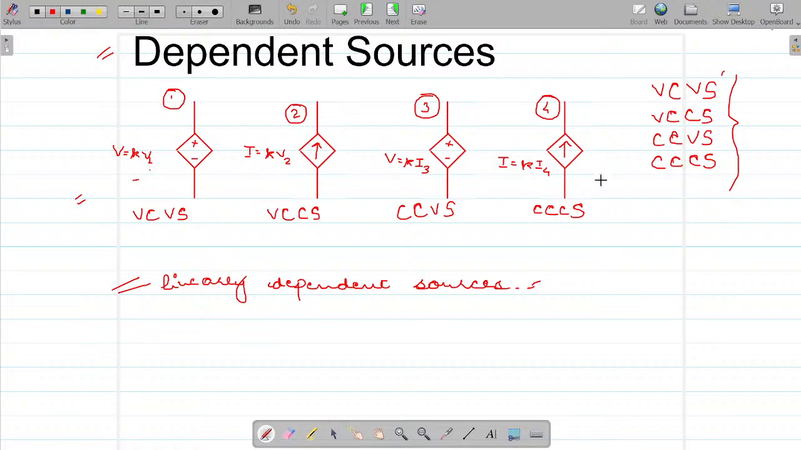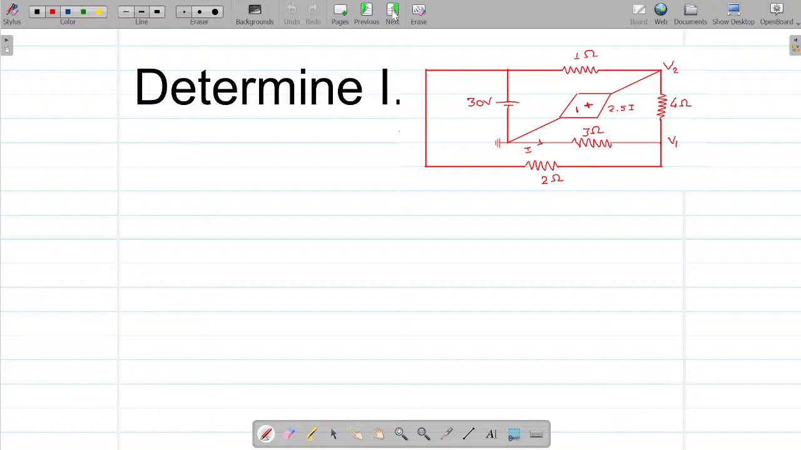So in today's lecture we'll be taking a few more questions again based on nodal analysis, but this time our sources would be dependent sources. Okay? So this is your question number 1 for today. Just take a look and see what kind of source is given to you in the question.